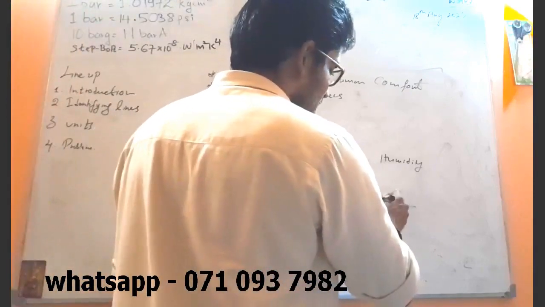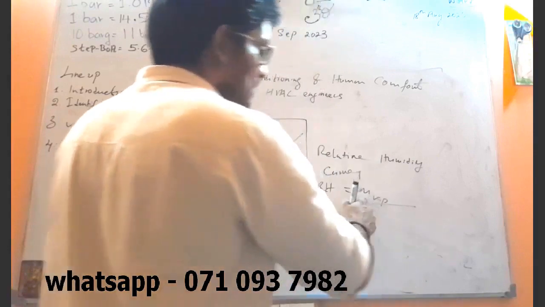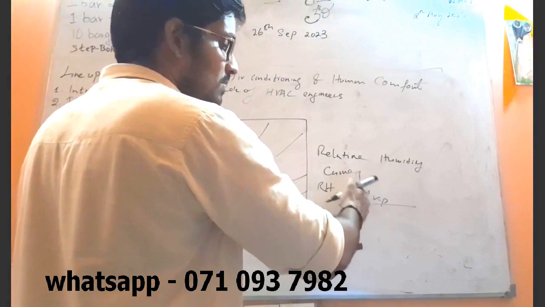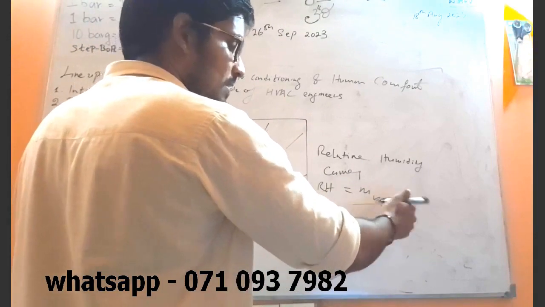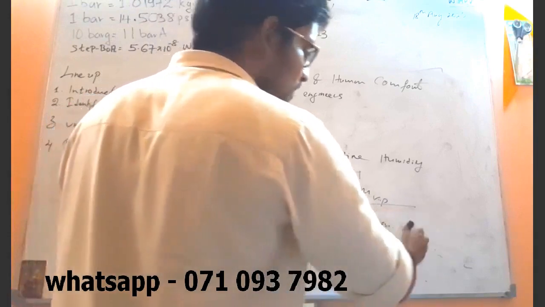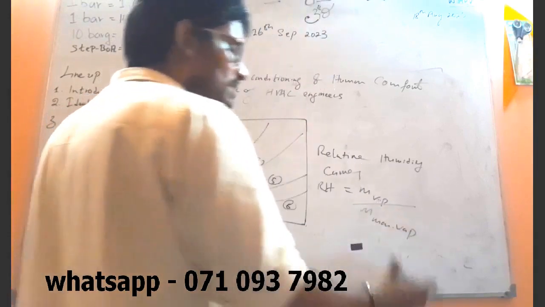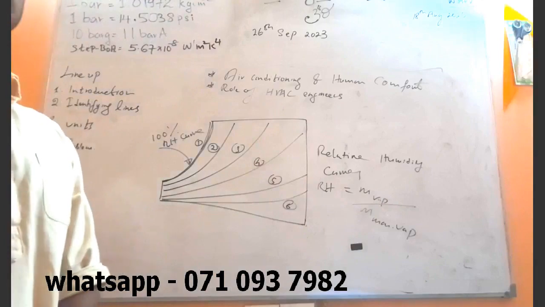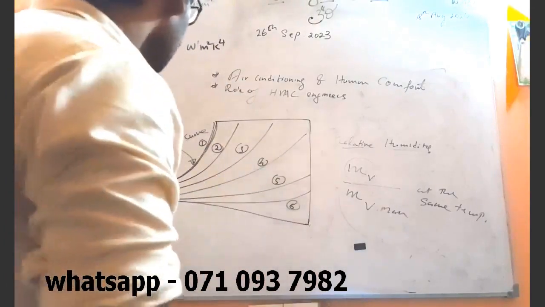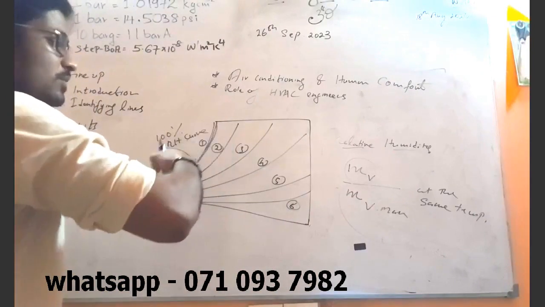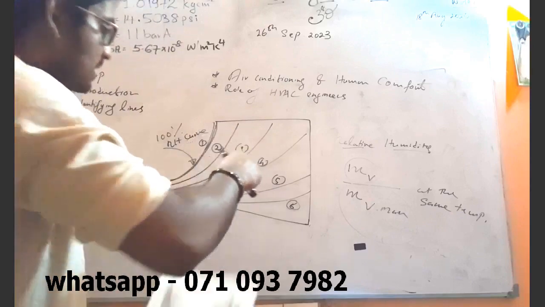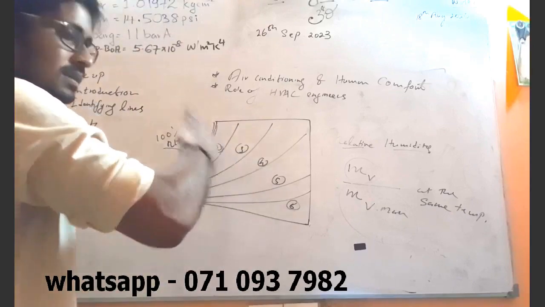Let's write m_vap, that means mass of water vapor, divided by mass of maximum amount of water vapor at that particular temperature. The relative humidity curve goes like this. This curve is the 100% relative humidity curve, and then 90%, 80%, 70%, like that.